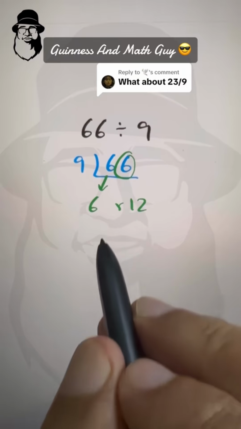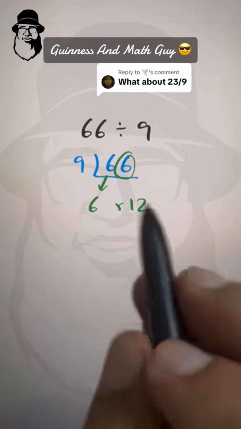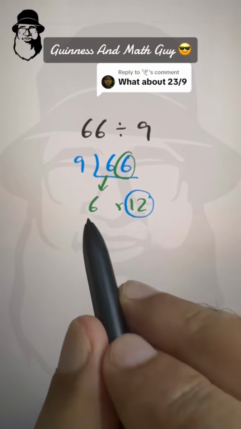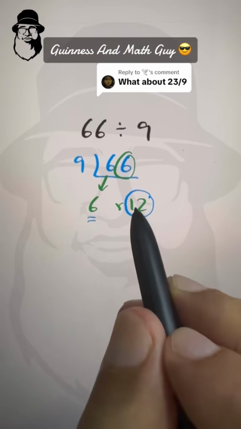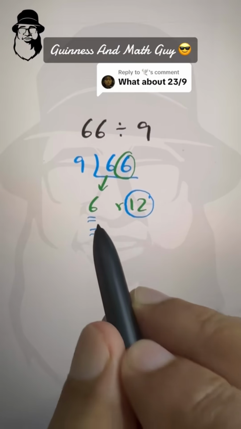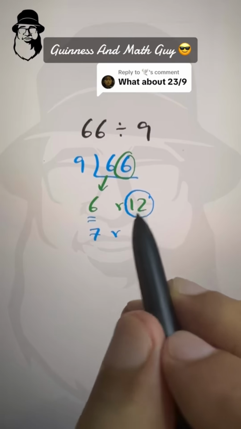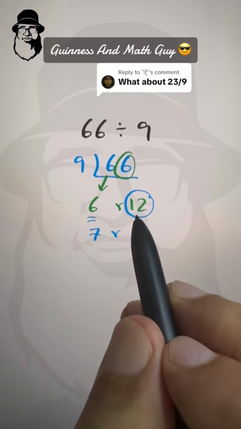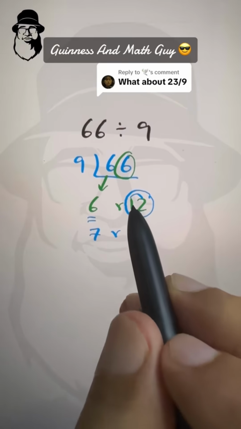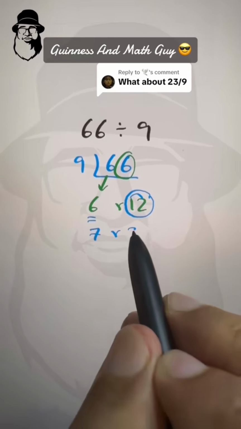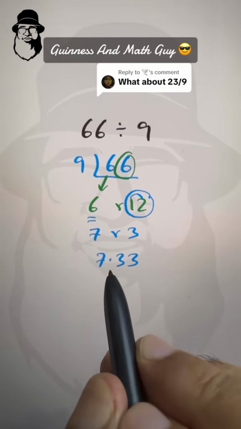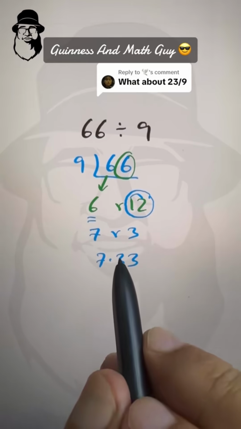So in the next step, we can see that in this 12 there is one 9 also. And this 6 means 6 9s, plus there is one 9 in this 12 also. So we'll make this 6 equal to 7. And when 9 is gone from 12, we are left with 3, or you just add these two digits. 1 plus 2 is 3. So the answer is 7.33 if you want it in decimal, or 7 remainder 3.